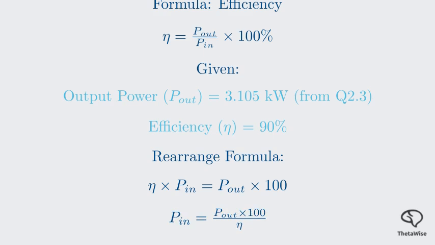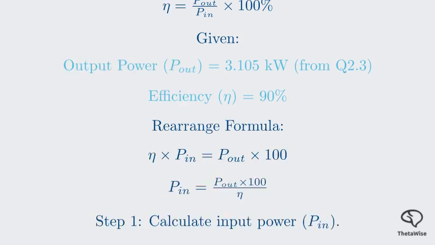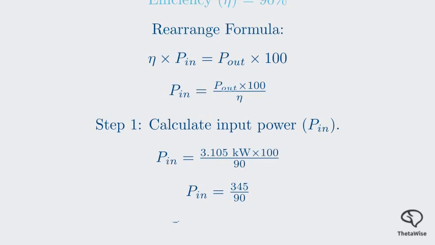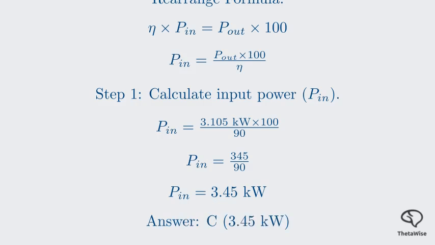Now we can substitute our values into this rearranged formula. P in equals 3.105 times 100, all divided by 90. This gives us an input power of 3.45 kilowatts. This matches option C. The correct answer for 2.4 is C, which is 3.45 kilowatts. We have successfully used the efficiency formula to determine the input power required for the machine.